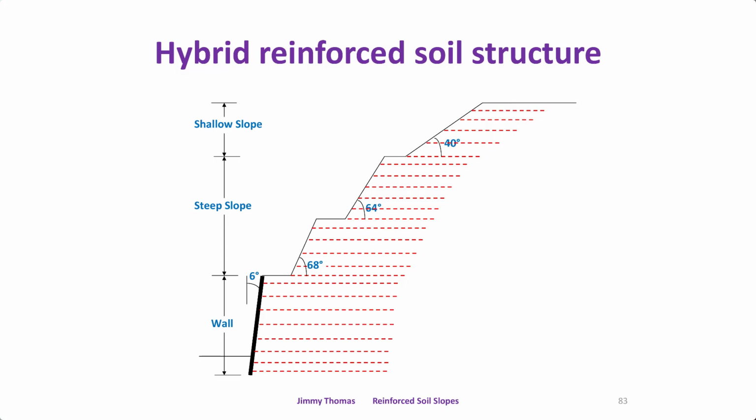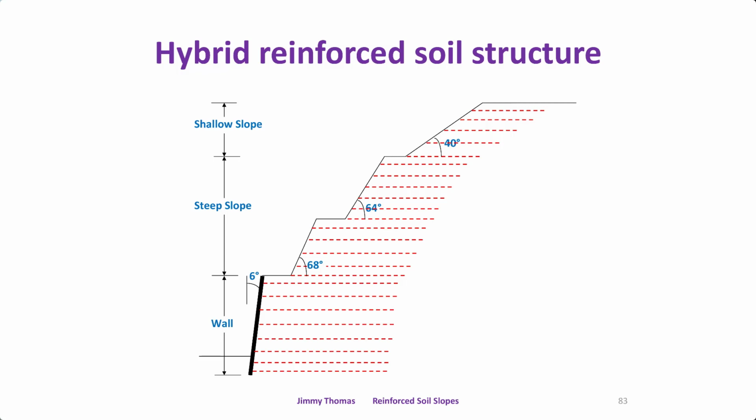Then we can have structures, like I told, steeper than 70 degrees it's a wall, less than 70 degrees it's a slope. But within the same structure, it's possible that this part is a wall, then we have a steep slope, then we can have shallow slopes. Then how do we design that?